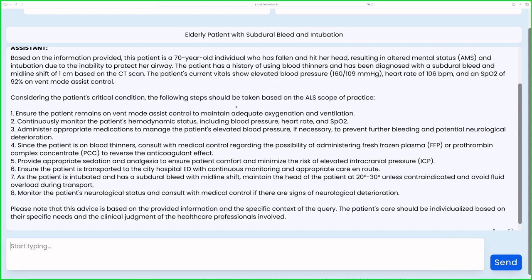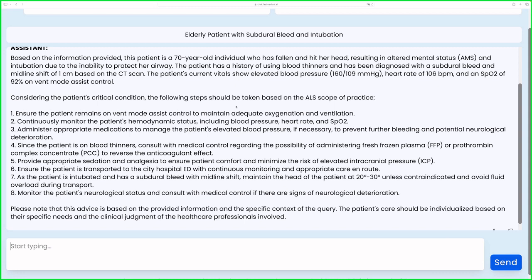Step one: ensure the patient remains in vent mode of assist control and maintain adequate oxygenation and ventilation. Continuous monitoring of the patient's hemodynamic status, including blood pressure, heart rate, and SpO2. Administering the appropriate medications to manage the patient's elevated pressure, if necessary, to prevent further bleeding and potential neurologic deterioration. Since the patient is on blood thinners, consult with medical control regarding the possibilities of administering fresh frozen plasma or prothrombin complex concentrate (PCC) to reverse the anticoagulant effects. Provide appropriate sedation and analgesia to ensure the patient is comfortable and minimize the risk of elevated intracranial pressure, and ensure that the patient is transported to City Hospital with continuous monitoring and appropriate care en route.